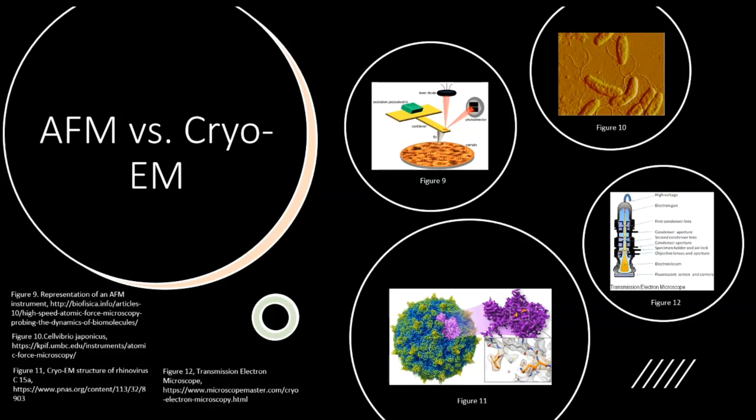Finally, something we must be aware of is the information each technique provides. The AFM gives us a topographic map, and the electrical, magnetic, and chemical properties of the sample. On the other hand, the cryo-EM provides us with a three-dimensional image of the molecules, and due to that, researchers can learn how the molecule works.